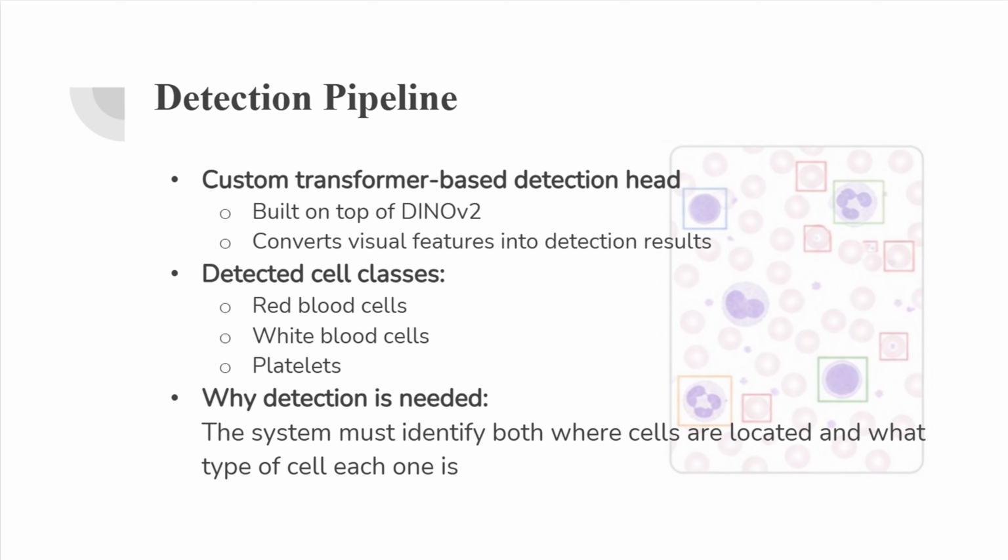This model choice is important because blood smear images can be visually complex. Cells may overlap, touch each other, or appear very close together. A simple image classification model would not be enough because we do not only need to know whether an image contains blood cells, we need to know where each cell is located and how many cells of each type are present to avoid double counting.